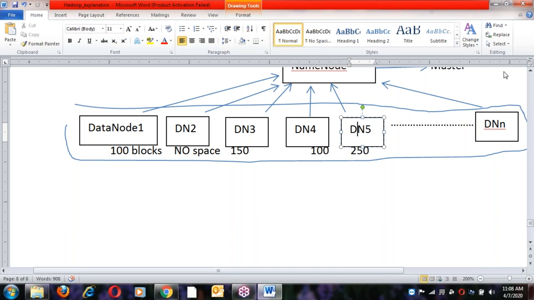One file is stored on multiple nodes. It will try to distribute across as many nodes as possible. Why it distributes across many nodes, we'll discuss next. It's the Hadoop algorithm, and I'll explain that in data processing.